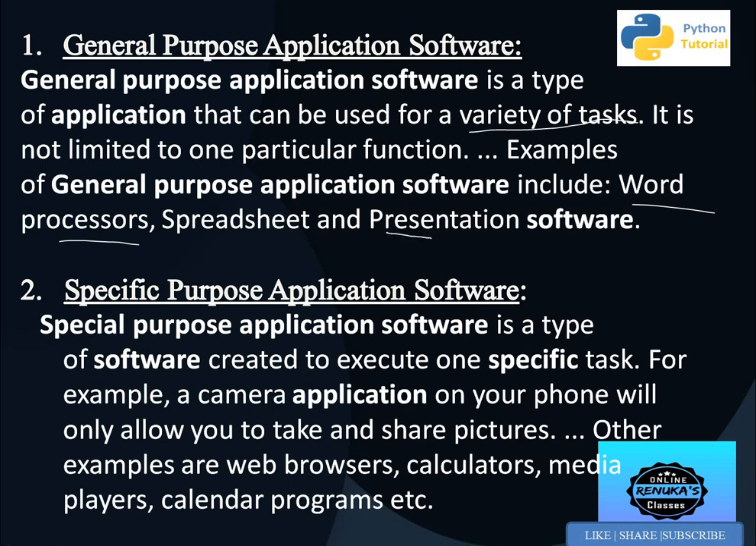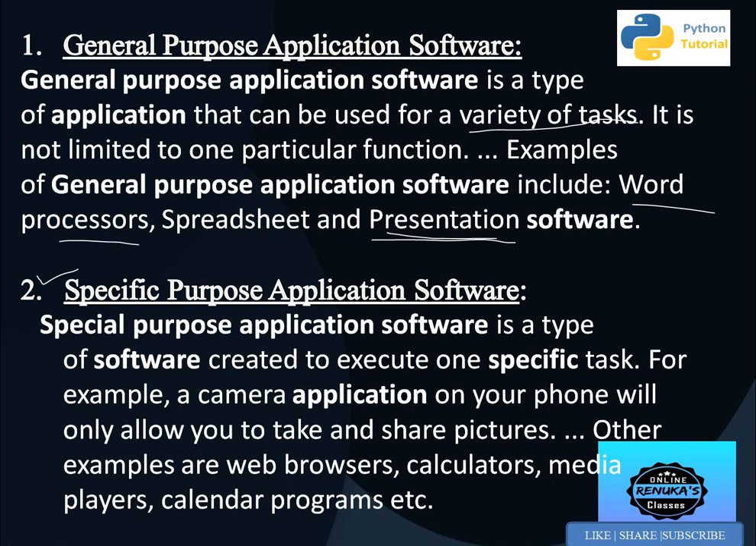Suppose a student wants to make a presentation and an employee also wants to make a presentation. The student wants to make a presentation for school, like he wants to give a seminar on a particular topic, and for that he needs to make a presentation. An employee wants to make a presentation for his company. So for that both will use presentation software. That means it is a general purpose application which helps cater to the needs of a group of people doing almost similar tasks. Then comes specific purpose.